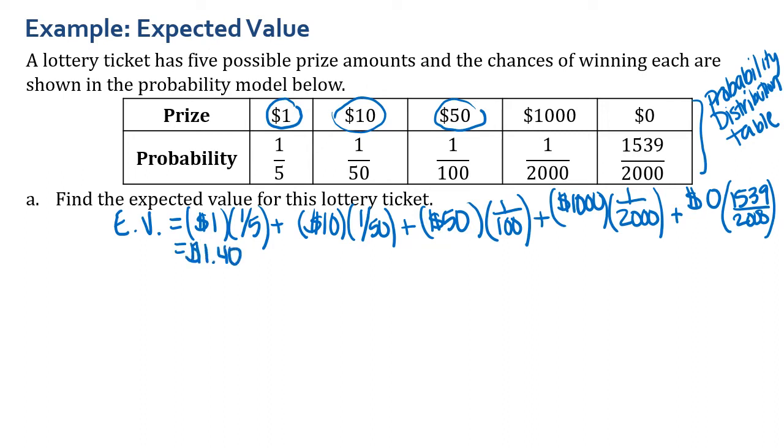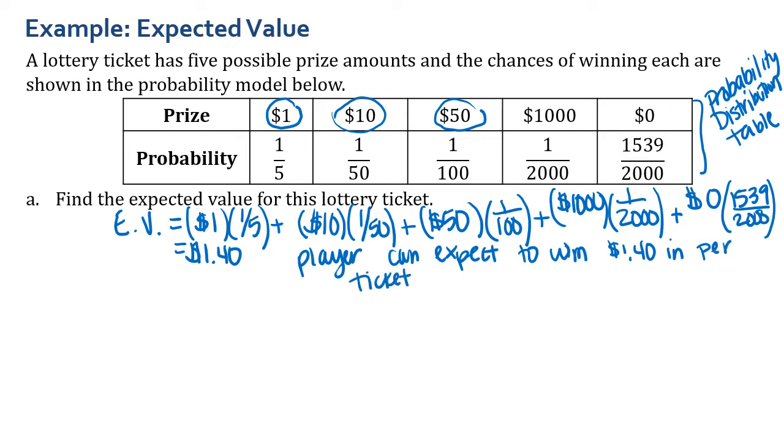So when I add all of that up, multiply and then add, I'm going to get $1.40. So what this means is that a player can expect to win $1.40 in the long run, like per ticket in the long run. So this gives that expected value: if a player plays 1,000,000 tickets, they'll expect to win $1.40 per ticket is what it will average out to.